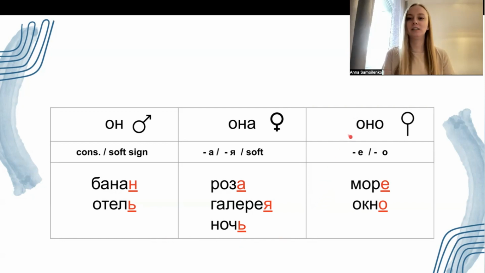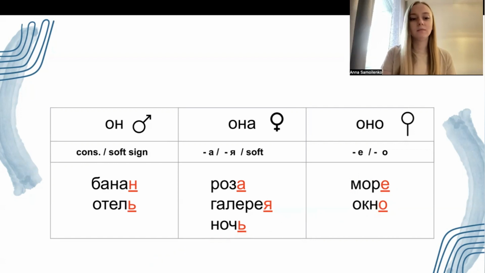And the next gender is ano, neuter gender. So we have two situations. It's the ending ye and the ending o. These letters are vowels, so we can sing ye, o. So the word more, the sea, and the word окно, window, окно.